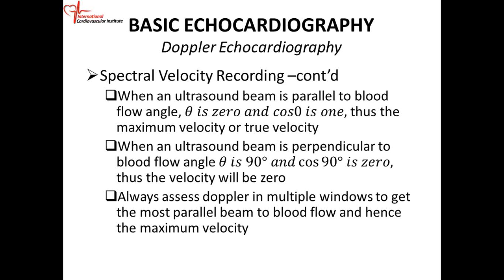So always assess Doppler in multiple windows. This is a very important statement. Always assess Doppler in multiple windows to get the most parallel beam to blood flow, and hence the maximum velocity. You cannot just use one window, just one area on the chest, and hope that the ultrasound beam is going to be parallel to flow. It might not be, because everybody's heart is different, everybody's chest is different. So you should assess flow on multiple windows.